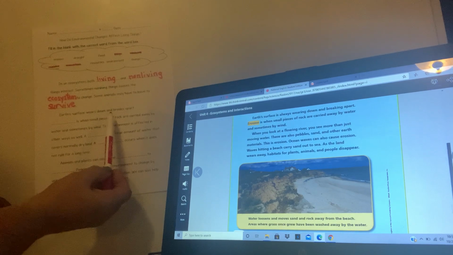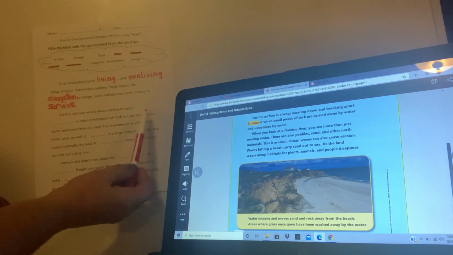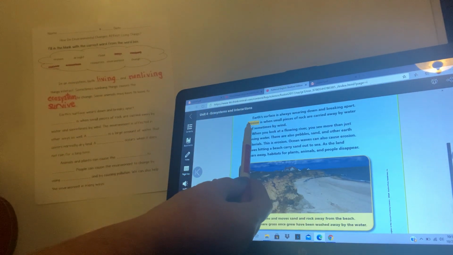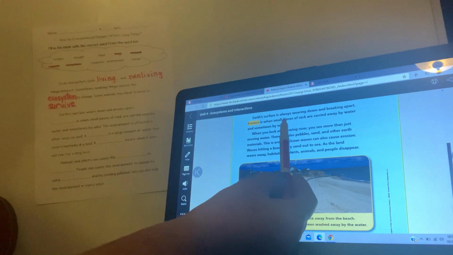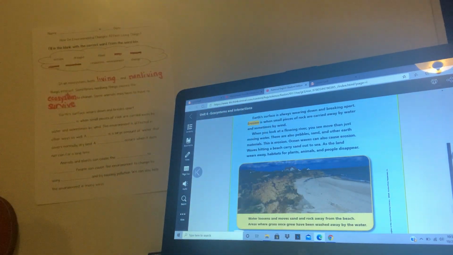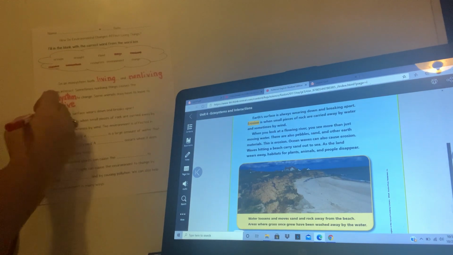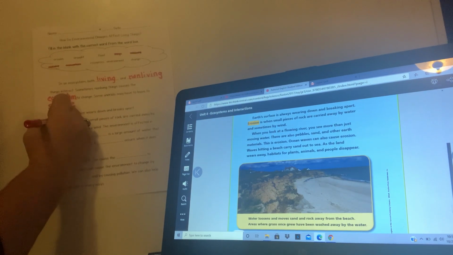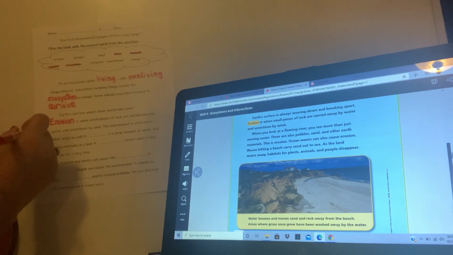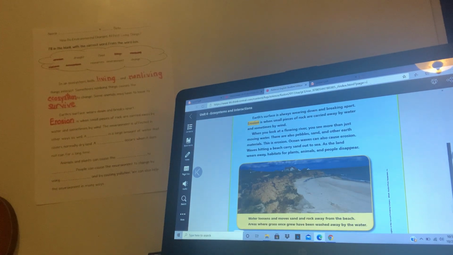Blank is when small pieces of rock are carried away by water and sometimes by wind. Well, we have a highlighted word. We always talk about the highlighted words. Those are important. It says erosion is when small pieces of rock are carried away by water and sometimes by wind. So the highlighted word erosion is what we need to put right here. E-R-O-S-I-O-N. And cross that one off up here in our word box.